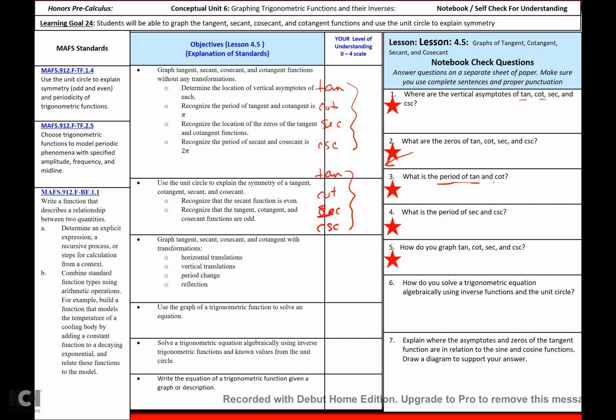The period of tangent and cotangent is pi. The period of secant and cosecant is just like sine and cosine, which is 2 pi.